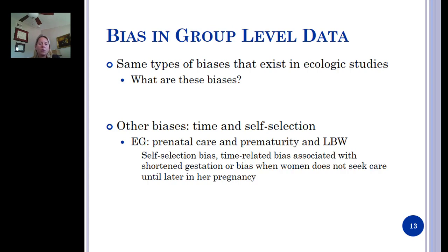And the example I'm giving you here is actually discussed in the chapter in our Gordis textbook about prenatal care and prematurity and low birth weight, to highlight the concerns of both self-selection bias and time-related bias associated with shortened gestation, or bias when women do not seek care until later in their pregnancy. So just those types of bias can affect the findings and lead to misleading results.